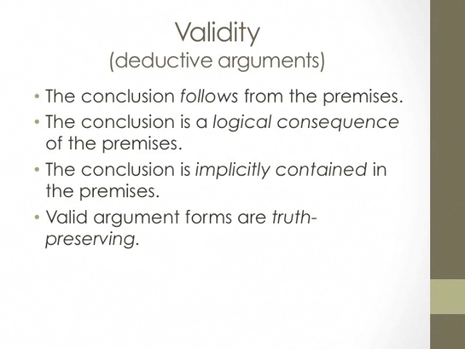Now, we can see that there are different ways in which we can express the fact that an argument is valid. We can say that the conclusion follows from the premises, or that the conclusion is a logical consequence of the premises, or that the conclusion is implicitly contained in the premises, or that valid argument forms are truth-preserving. All of those are different ways of getting at the same idea.